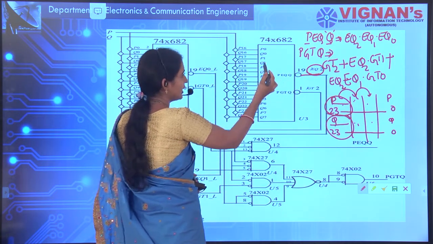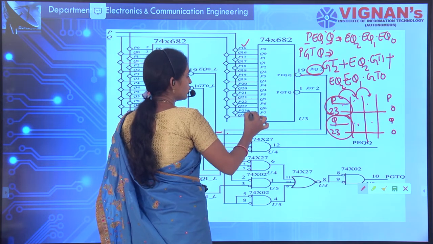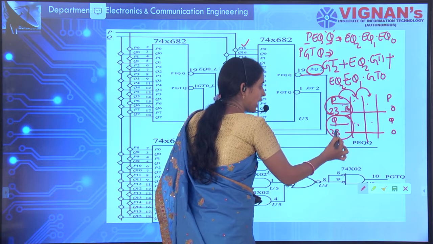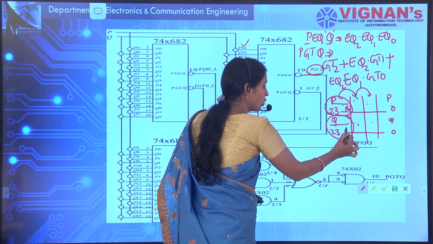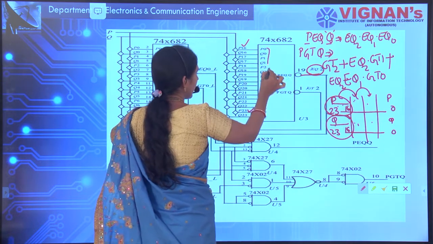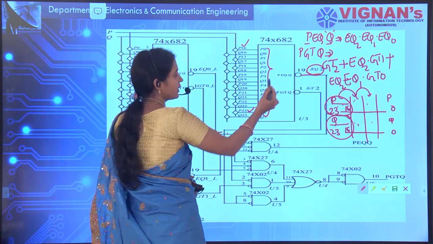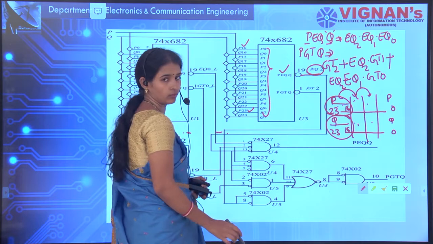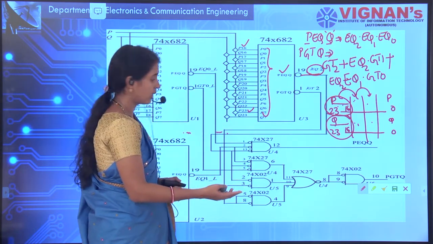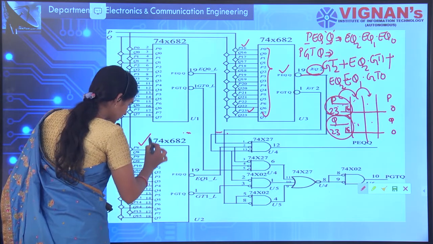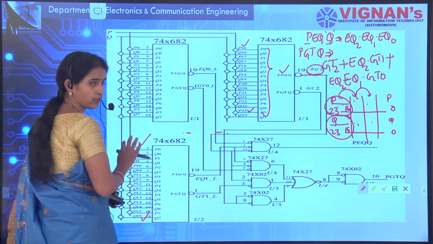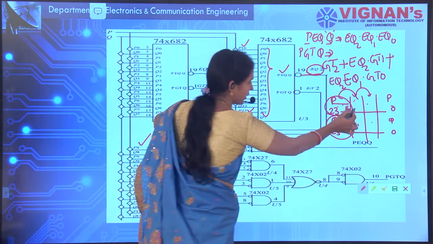Similarly, see here, P23 to P16 as well as Q23 to Q16, it will check. If the higher order bits are checked and found equal, then it will go for the next higher order bits. That means here again it will check P8 to P15 and Q8 to Q15. That means this one.